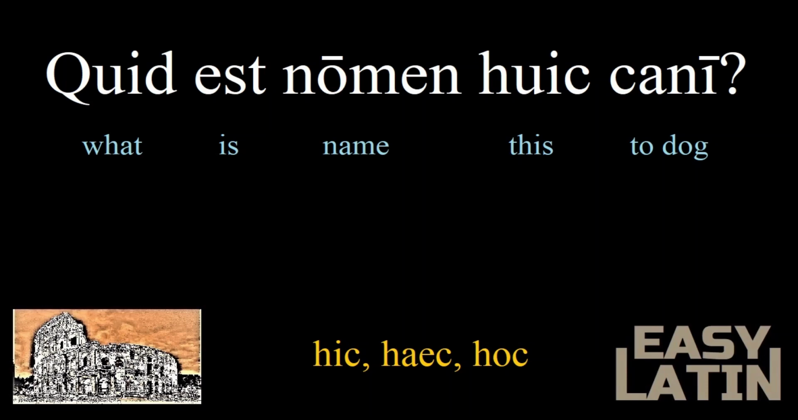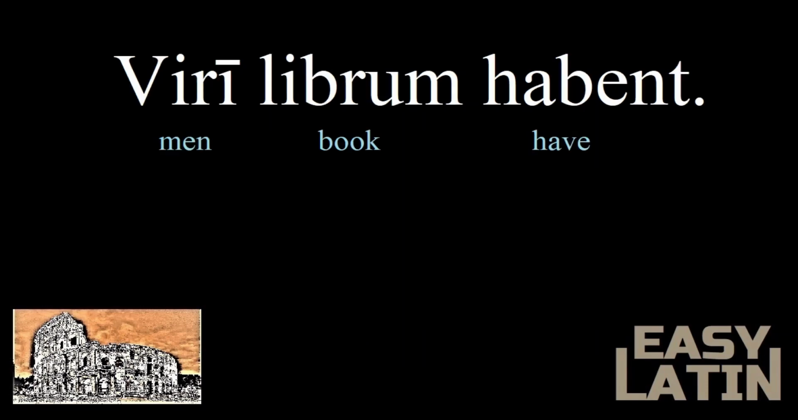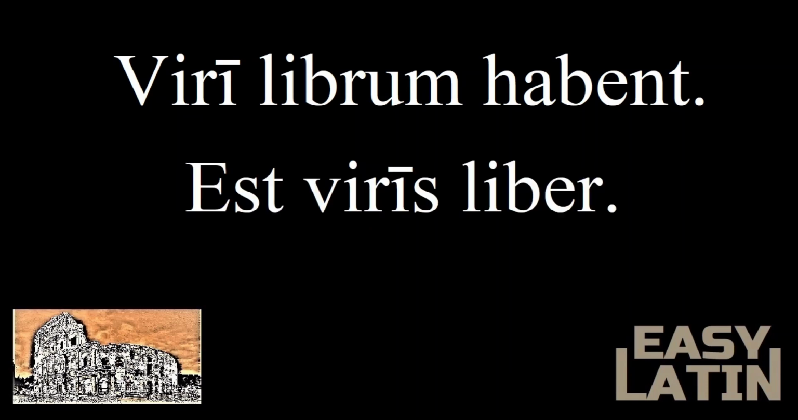The dative is also used for possession. If you remember, there are two ways to say have. We can say, viri librum habent, the men have a book, or with the dative, est viris liber. Literally, there is to the men a book. This is more like saying the book is theirs or belongs to the men.